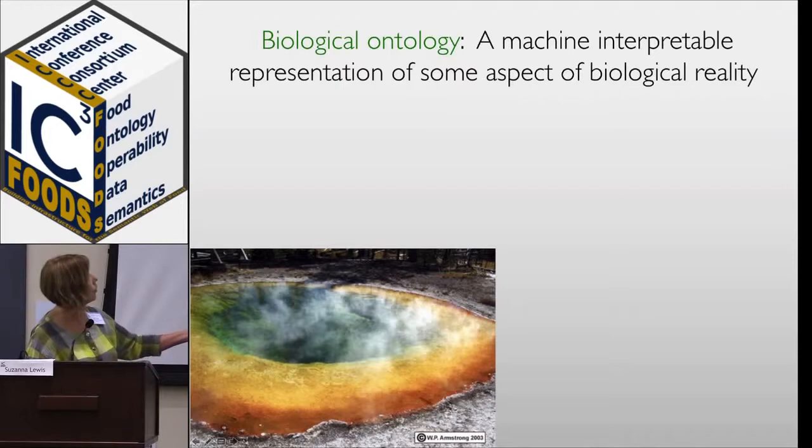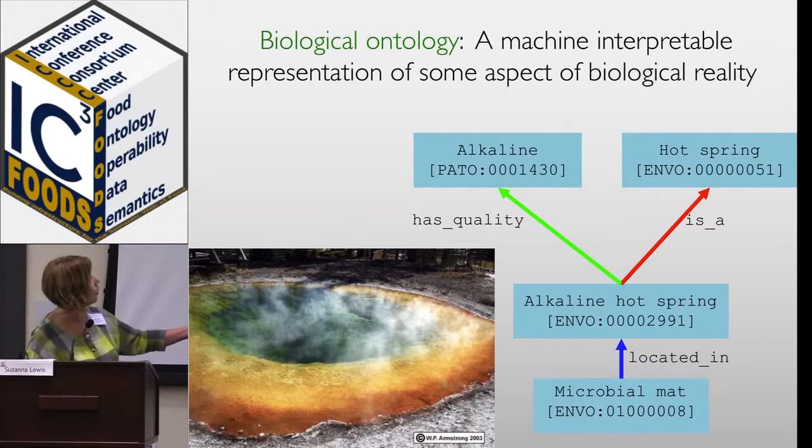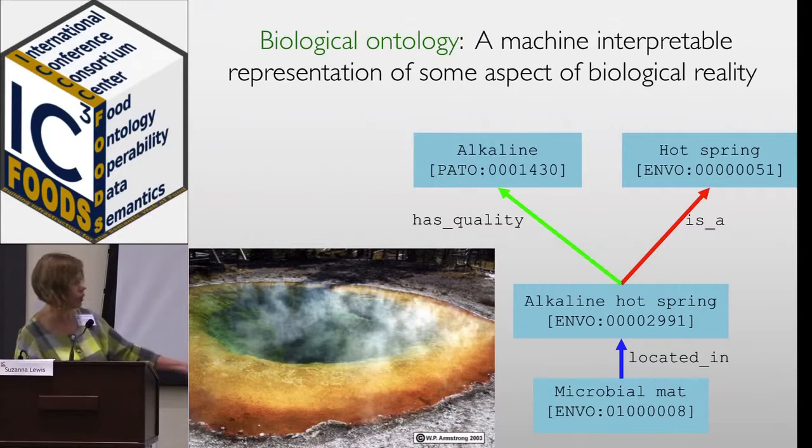There is an ontology called PATO for historical reasons, but it does qualities. So alkalinity is a quality. So the hot spring has the quality of being alkaline. It's also a hot spring, which is a term from the environment ontology. Actually, all of these are. But we're pulling things from different ontologies. So that's just in simplistic terms.